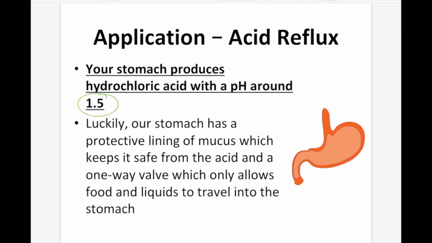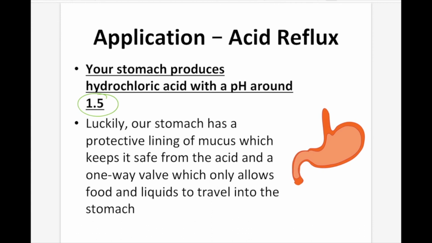And we're very lucky that our stomach does this, because without it, we wouldn't be able to break down the food that gets put into our gut. Also, we'd be more susceptible to the bacteria that comes in with the food. But luckily, again, for us, our stomach has a protective lining of mucus, which keeps it safe from the acid, and a one-way valve, which only allows foods and liquids to travel into the stomach.